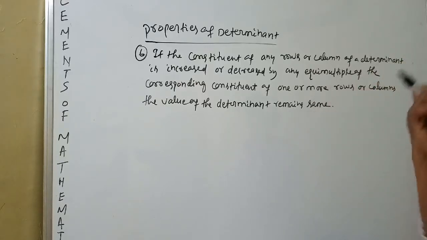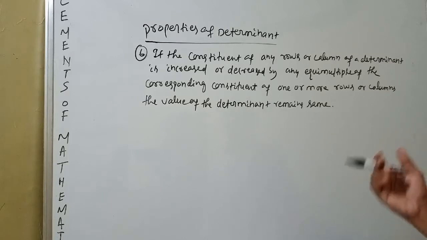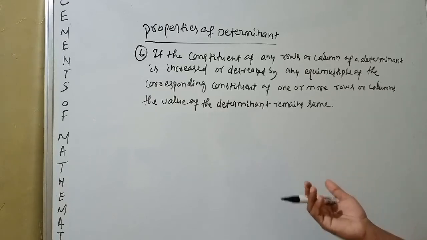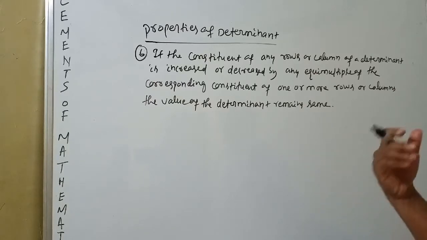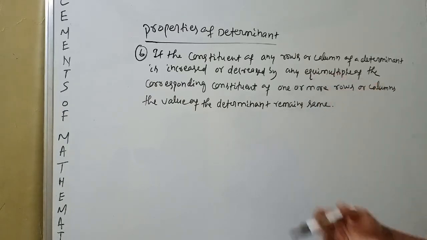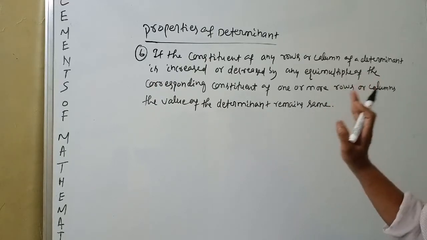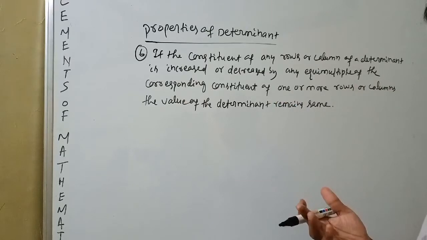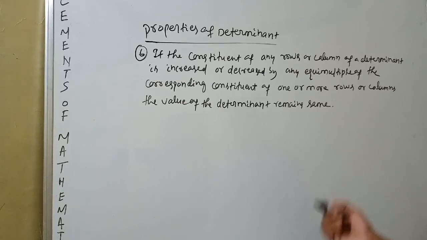Okay, the constituent means what the determinant is made of, that means the rows and the columns. If the constituent of any row or column of a determinant is increased or decreased, that means the row will increase or decrease by any equimultiple, maybe k or 2 or 4 or 5, of the corresponding constituent in that determinant. Okay, in that determinant, the corresponding constituent of one or more rows or columns, the value of the determinant remains same.